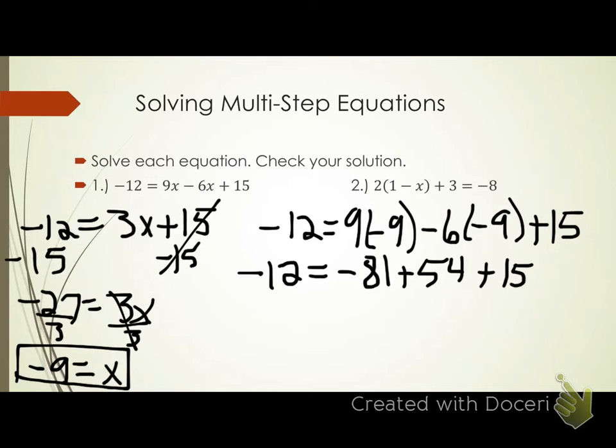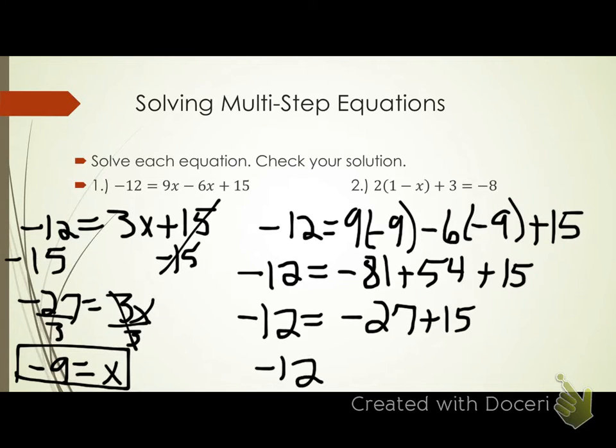Everyone good with that step? Okay. Now I'm just adding from left to right. What's negative 81 plus 54? Negative 27. And finally, negative 27 plus 15. Negative 12. True or false statement? True. So my answer of negative 9 is correct.